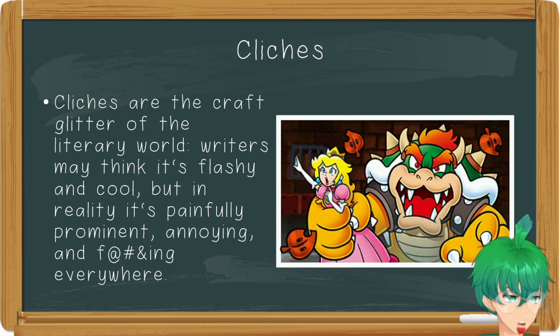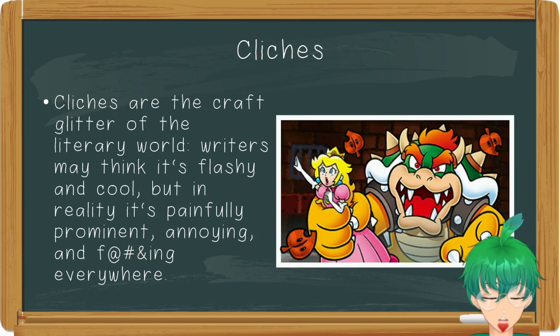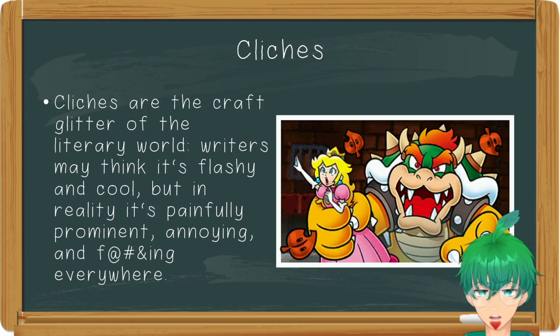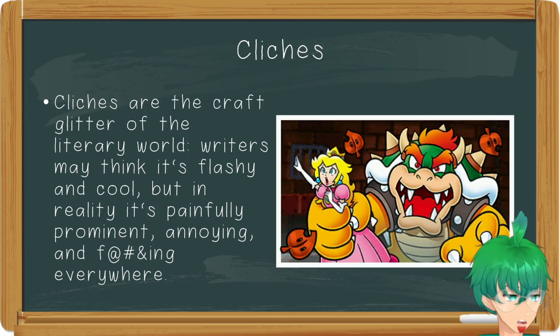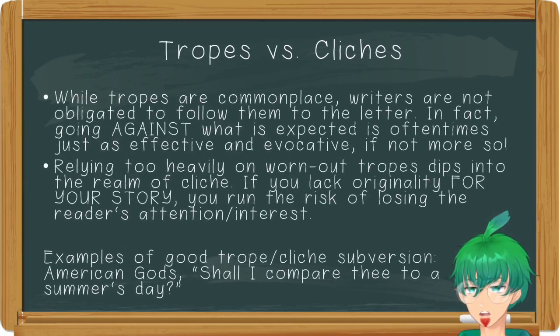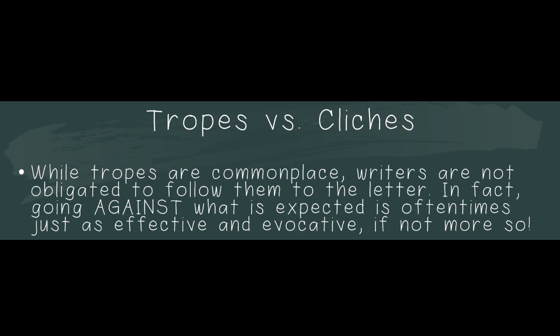Cliches are basically tropes where nothing new is done with them. You take a trope and you just copy paste it into a book or a poem or something like that, and you just call it a day, and that turns it into a cliche. Here's how you can tell a distinction between a trope and a cliche. Tropes are commonplace, but writers are not obligated to follow them to the letter. In fact, going against what's expected is oftentimes just as effective and evocative, if not more so.